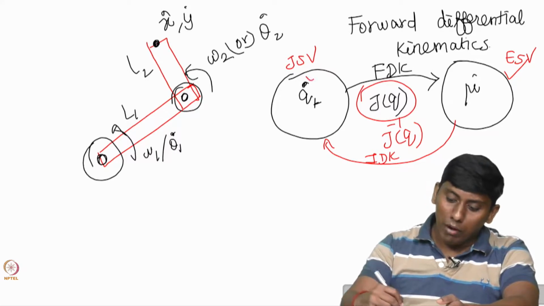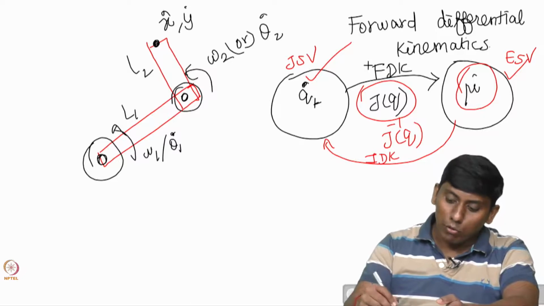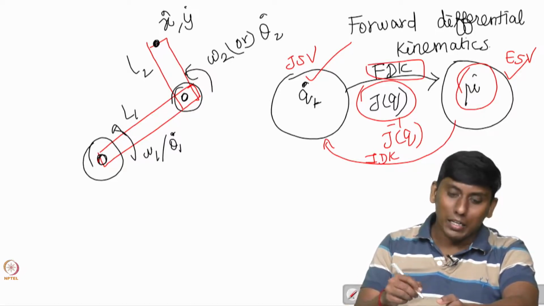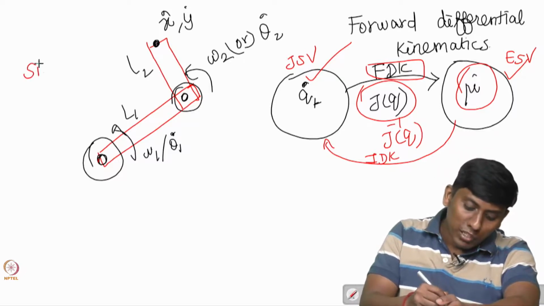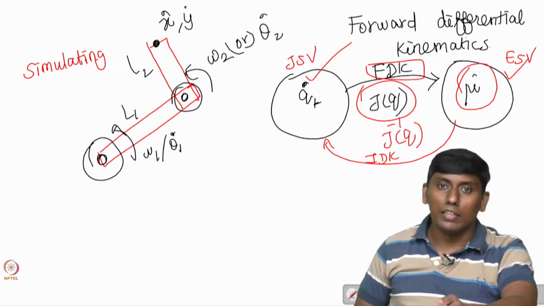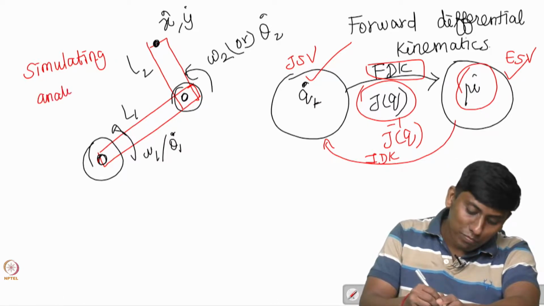Where you have q dot known and you are trying to find out mu dot, that is forward differential kinematics. In the sense you have a motor and you are running it, and what you are trying to see, if you are doing it numerically, is simulating the system. If it is the other way around, in the real case, it is analyzing the system.